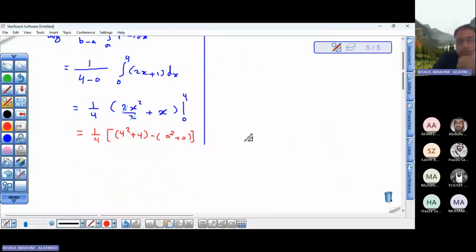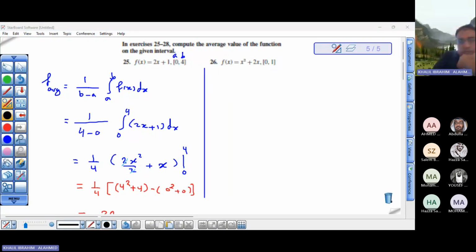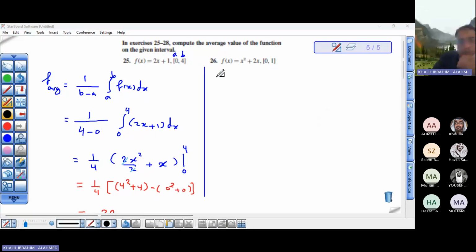20 over 4. The final answer equals 5. It's easy. Also here, as you see, the time is finished. Also f average equals 1 over b minus a, integral from a to b of f of x dx. In the same way, this is a, this is b.